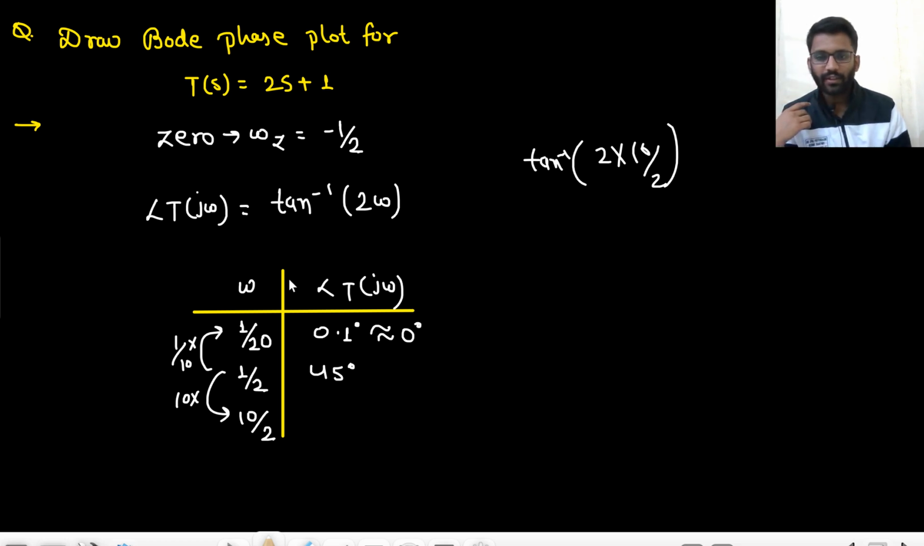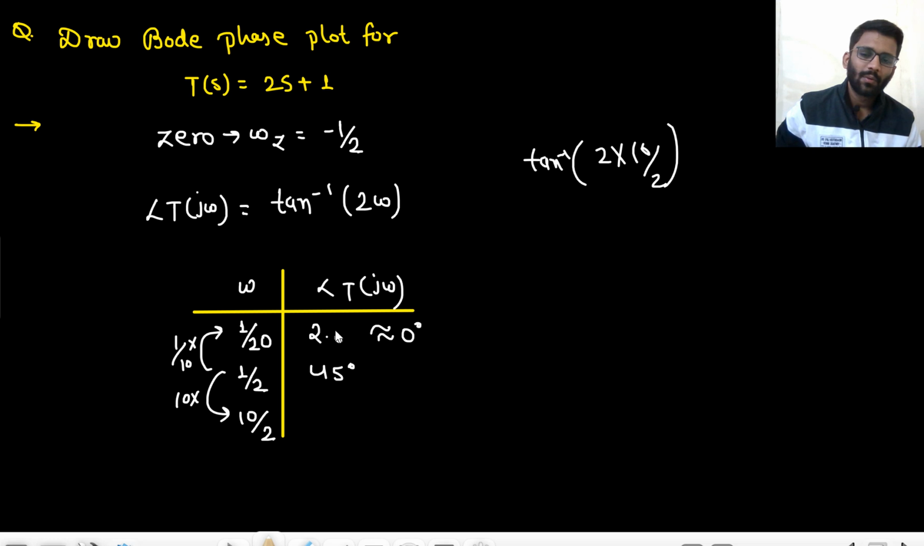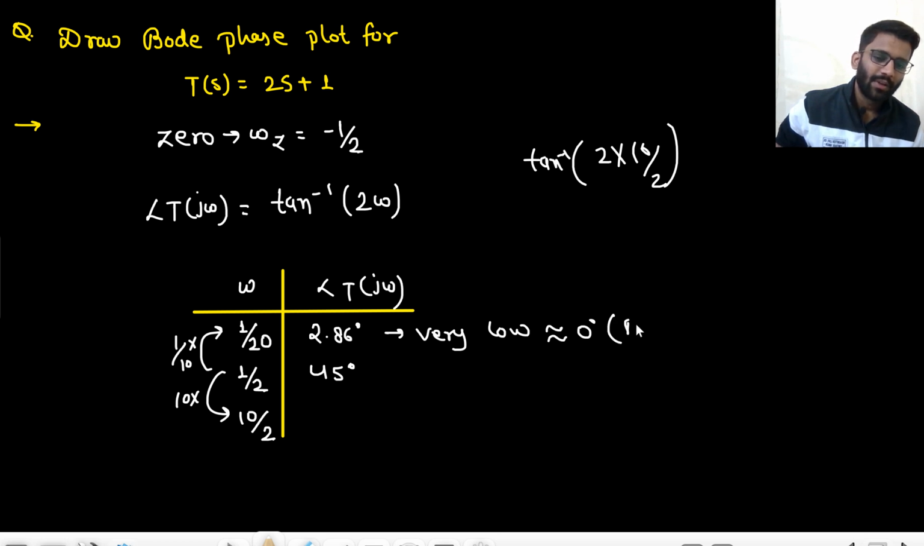Okay, this value was not in degree actually. I mixed it up. 1 by 20. This was 2.86. Really sorry. This is very low. Approximated equals to 0 degree in Bode plot.